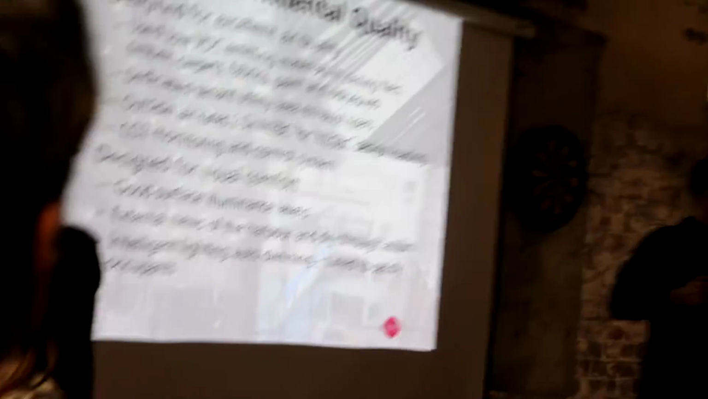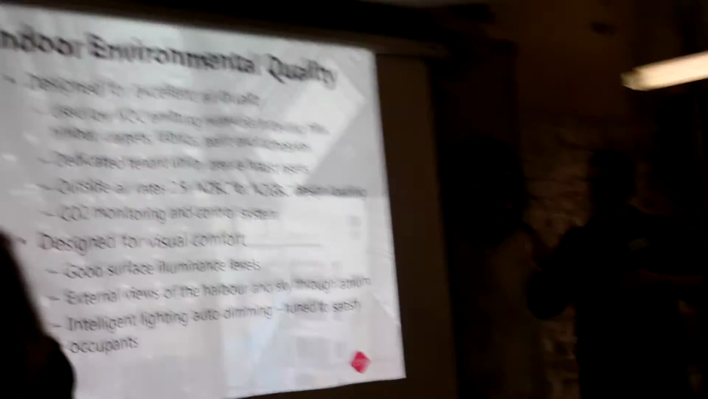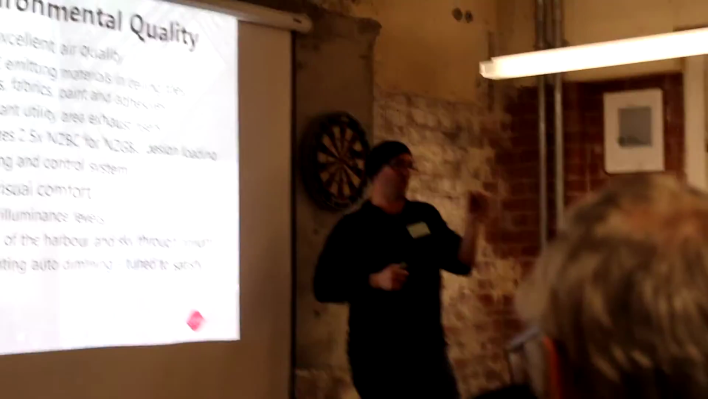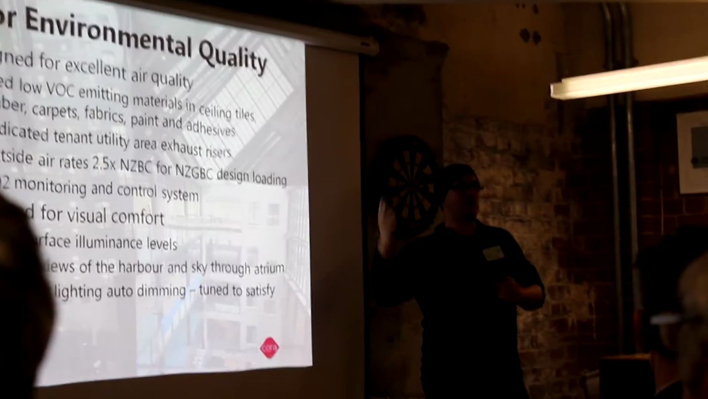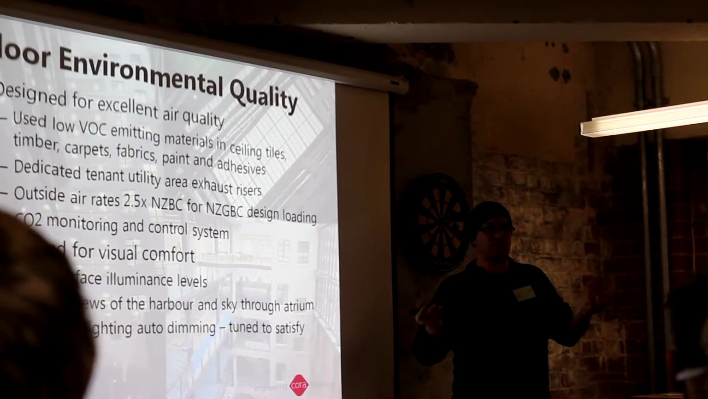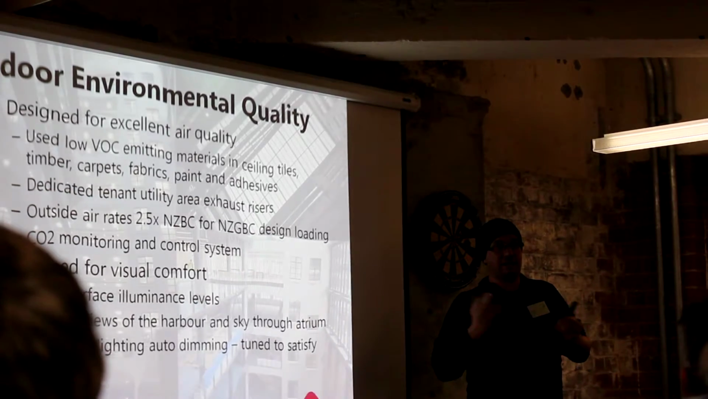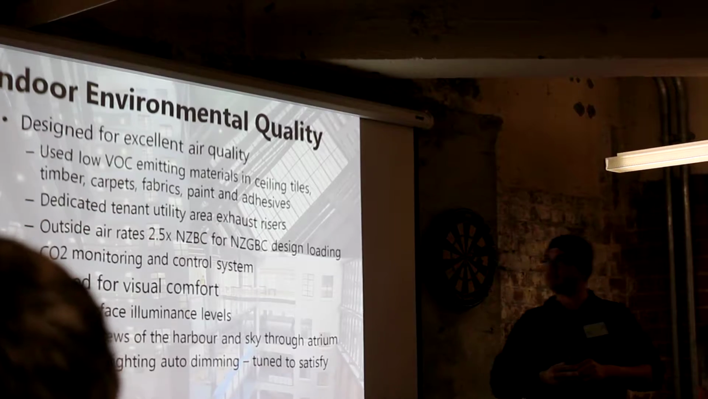The outside air rates in the building, for the New Zealand Green Building Council's loading, we've got 2.5 times code fresh air in the building. The building's fresh, not stuffy. And we've got a CO2 monitoring and control system. So we monitor CO2 levels throughout the building. It's easy in the building control system to go in and tune that, pick which CO2 levels you want in the building, and it reduces ventilation rates. If you've got low occupancy over the weekend, it drops down the air rates to keep the CO2 levels reasonable. And if you have a lot of people in the weekend, it brings the ventilation rates back up again.